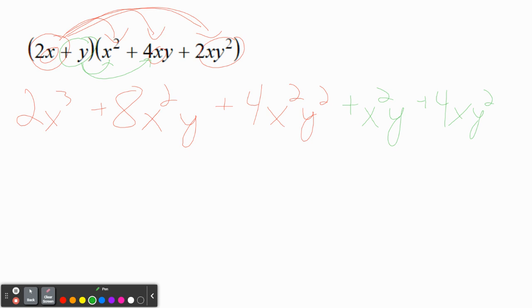Oh, I'm running out of room. Lastly, we're going to keep it as plus 2x, and then instead of y to the second, it's going to change to y to the third.